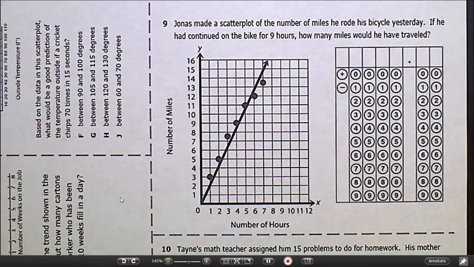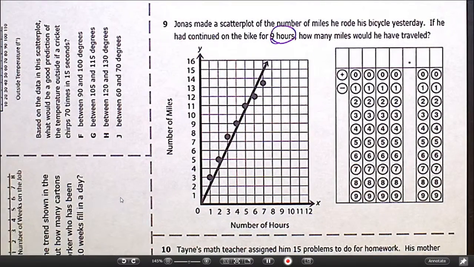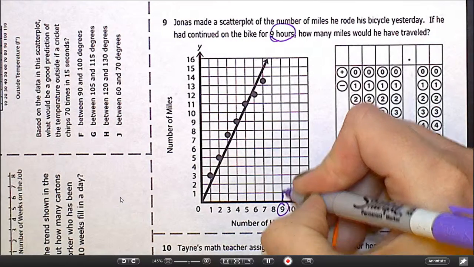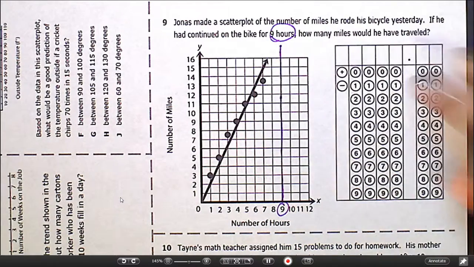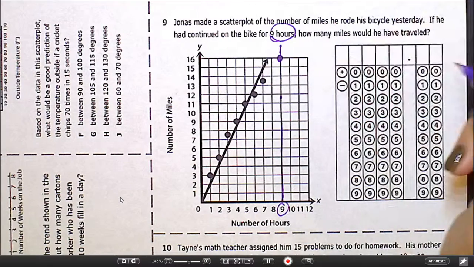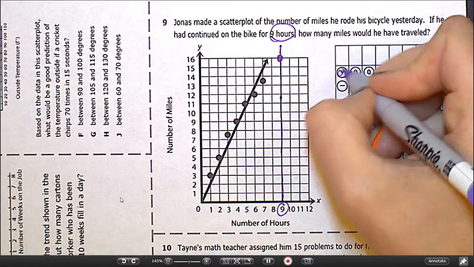So on number 9 it says Jonas made a scatter plot for the number of miles he rode his bicycle yesterday. If he had continued on the bike for 9 hours, so 9 hours, how many miles would he have traveled? So I'm going to look at 9 hours right here, and I'm going to follow that line up to see where it would hit my graph. And I'm going to say, you know what? Right here, that would be a good spot on the line. So I'm going to bubble in 16, so that's positive.